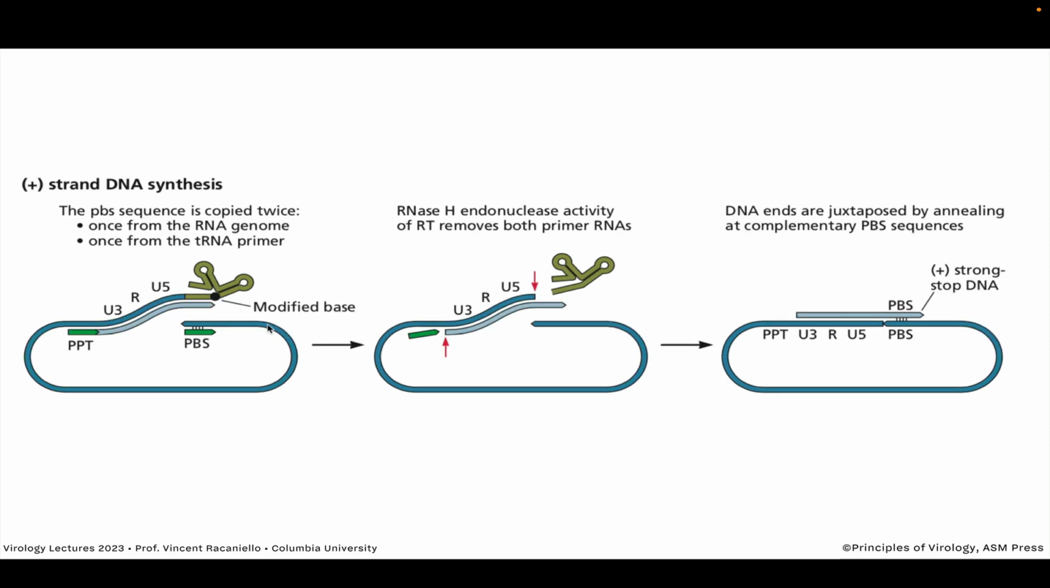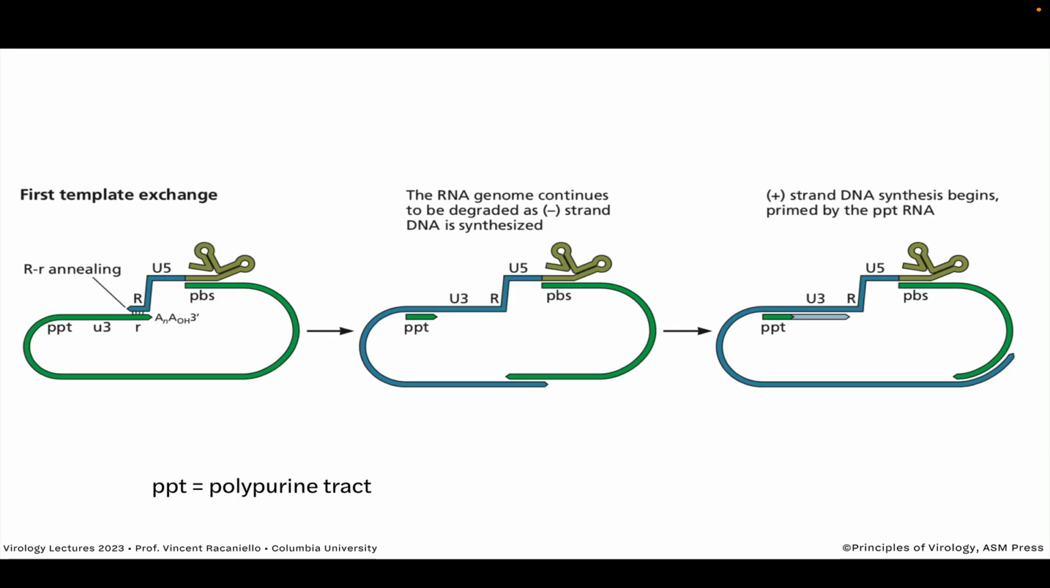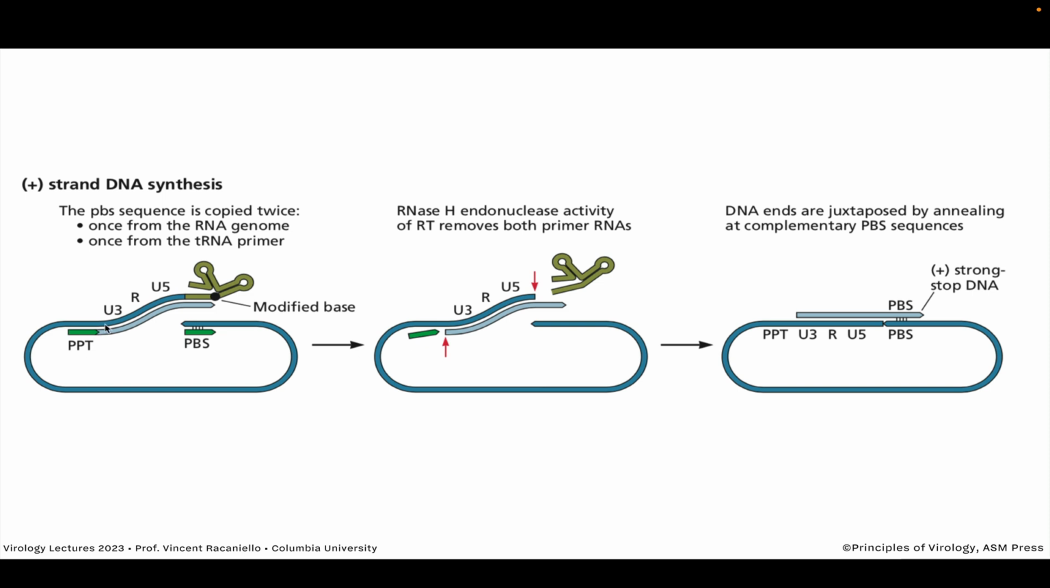Here we have completion of minus strand DNA synthesis. We have initiation of plus strand synthesis from the PPT. So that copies the U3, the R, and the U5, and copies the PBS sequence from the tRNA primer. So this sequence, the PBS sequence, the primer binding site sequence, is copied once from the RNA genome here and once from the tRNA primer. Remember, this PBS is actually copied here. As this DNA comes around, it will displace the tRNA and copy the PBS. And then the other strand, the plus strand, is copied from the tRNA at the PBS.